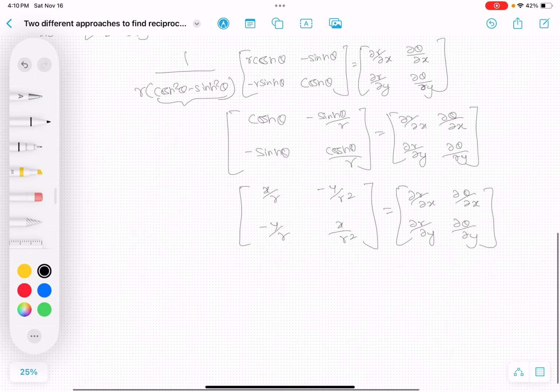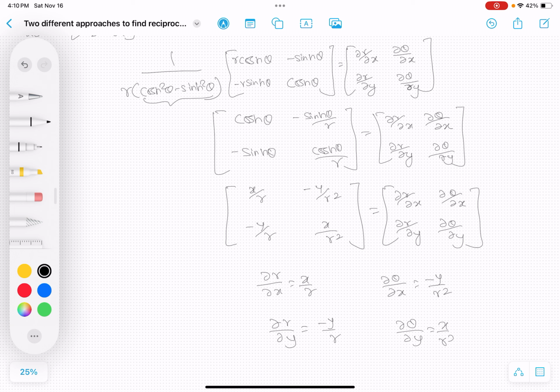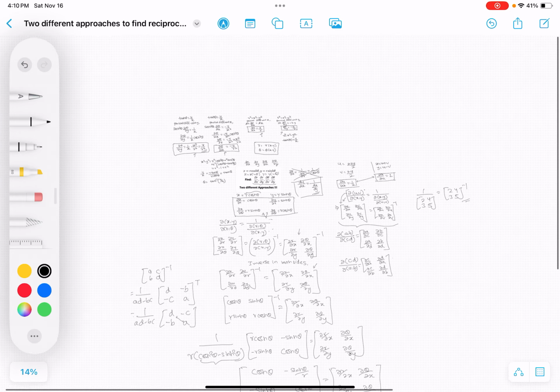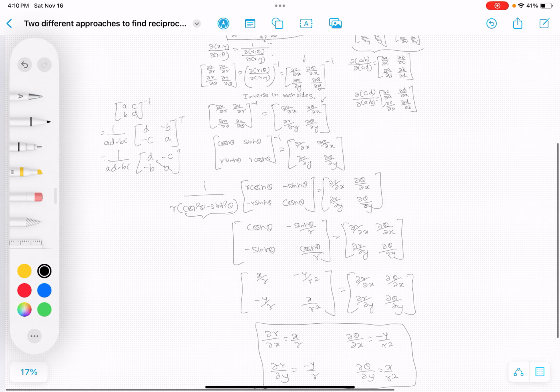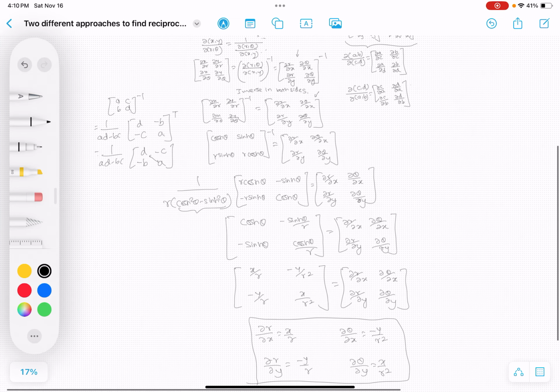Now using the equality of matrices, we can compare the elements. Partial r by partial x is just x by r, partial r by partial y is just y by r, partial theta by partial x is just minus y by r squared, partial theta by partial y is just x by r squared. And that's exactly what we got earlier. Maths never lies, guys. Maths is always the same. So we got the same answer, right?